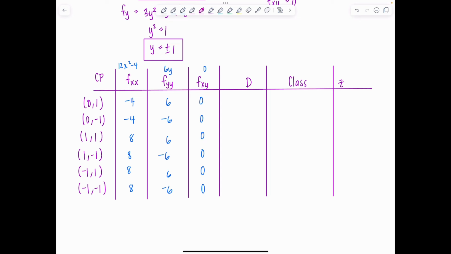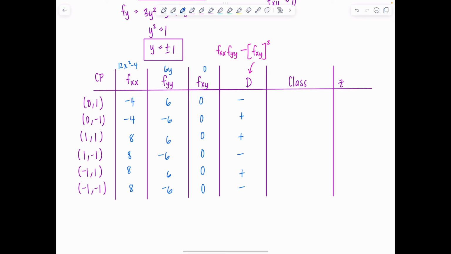Now d, if you'll remember, is fxx times fyy minus fxy squared. So what's so nice when you make the table this way is it's easy in your head. You multiply these two and you subtract the square of this column. Well, this whole column is 0. So literally you're just multiplying these two. Tell me if it's positive or negative here. So negative, positive, positive, negative, positive, negative.